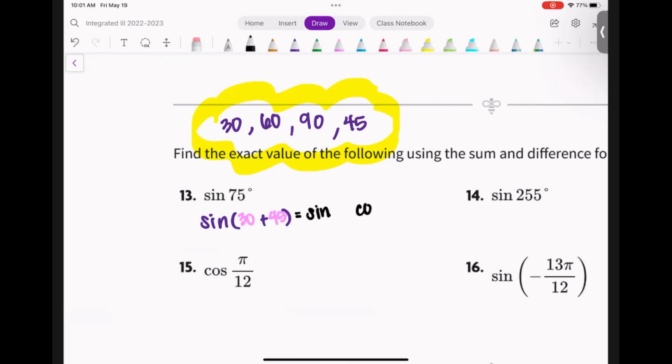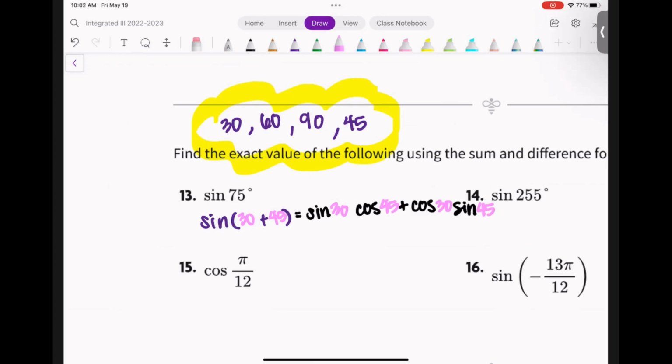Sine, cosine, cosine, sine. Oops, I ran in. Miss Johnson, she writes too big. Sorry, guys. So then I'm just going to put in 30 and 45. Okay, so 30, 45, 30, and 45. And you're like, Miss Johnson, this is better? Yeah, this is way better.